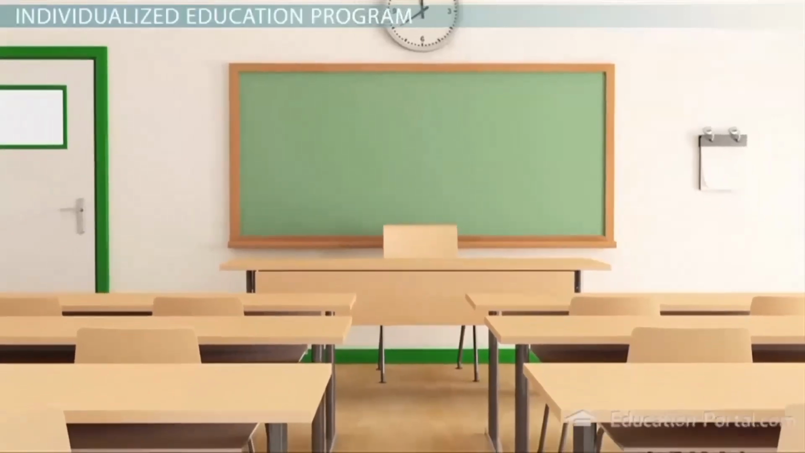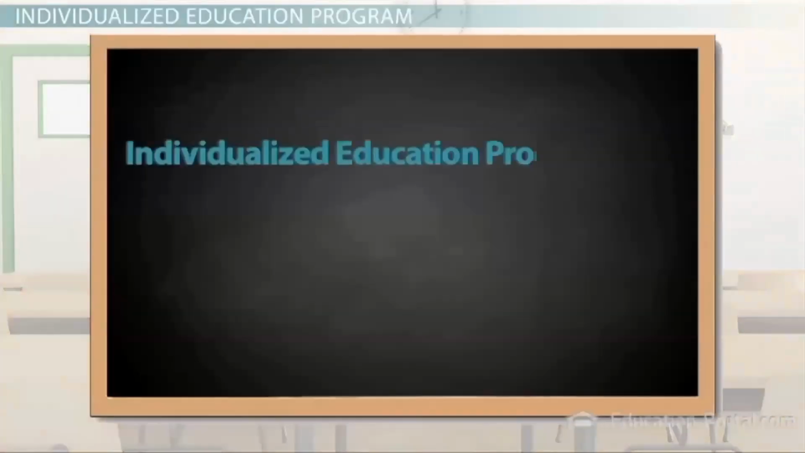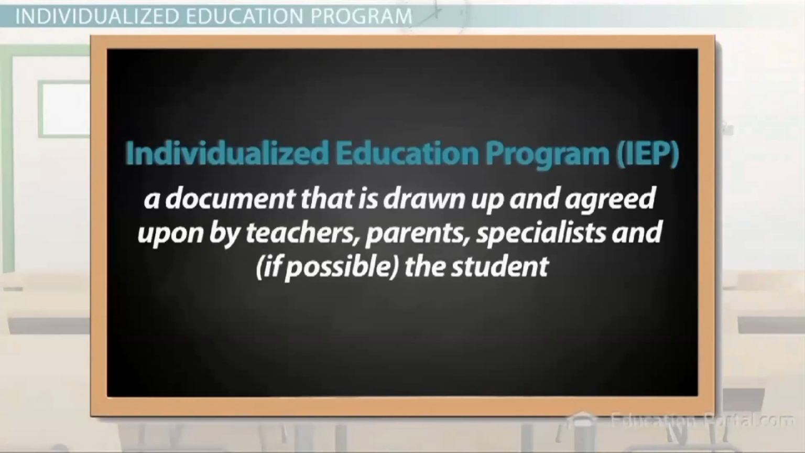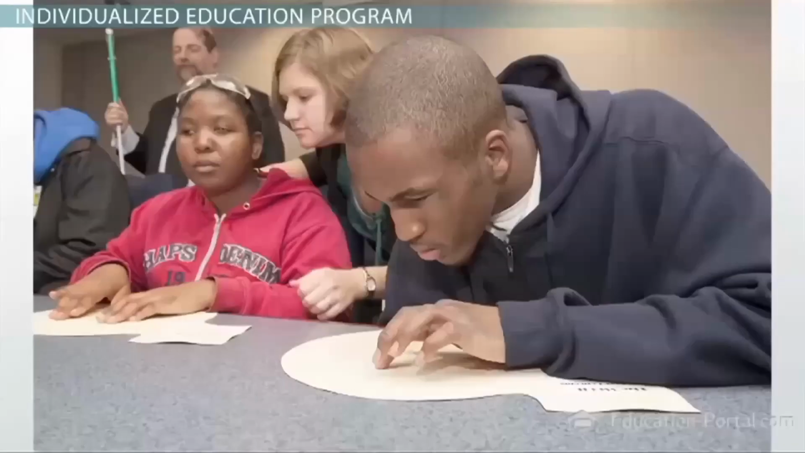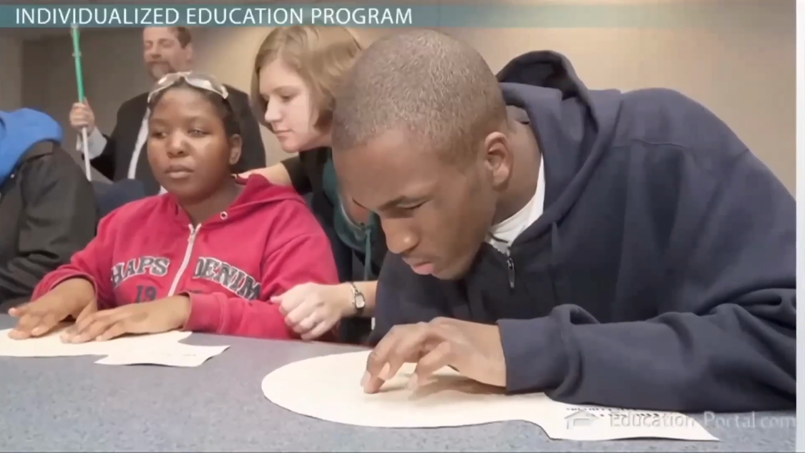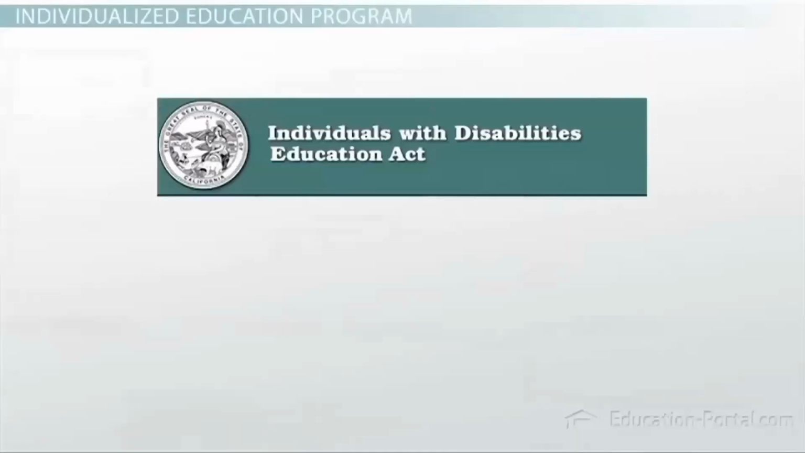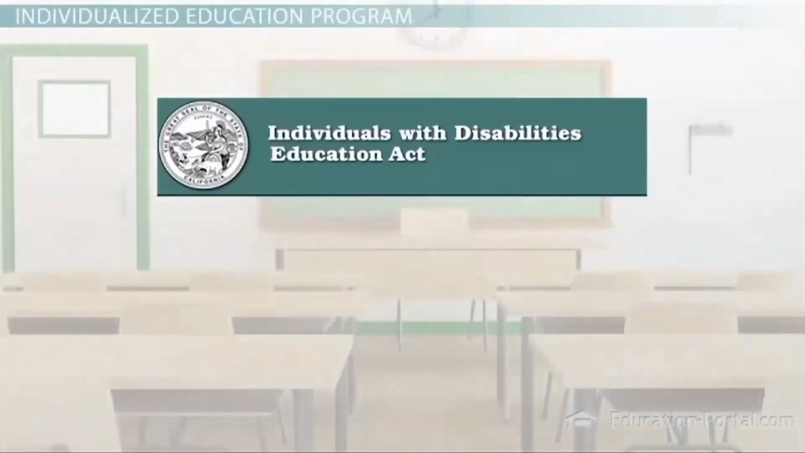A specific part of the law mandates public schools to create an Individualized Education Program, or IEP, for each student who is found to have an eligible disability. An IEP is a document that is drawn up and agreed upon by teachers, parents, specialists, and, if possible, the student. The document describes the present achievement level of the student, then specifies goals for the school year, as well as any special support needed to achieve those goals. In other lessons, we'll discuss learning disabilities in more depth and how to use an IEP in the classroom. The focus of this lesson is the law itself.